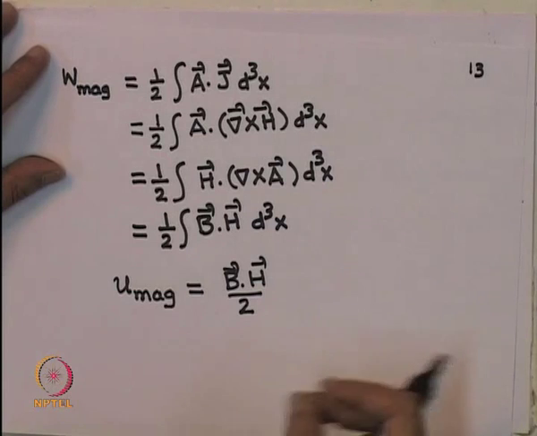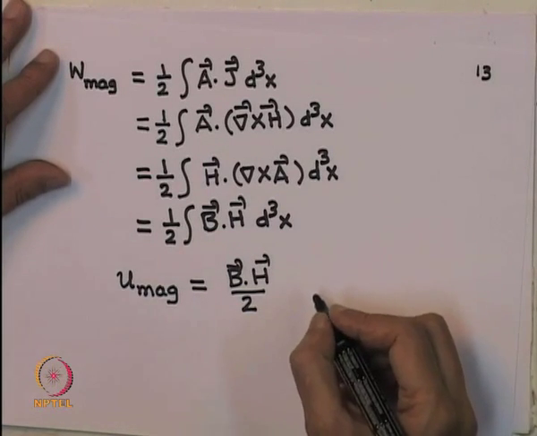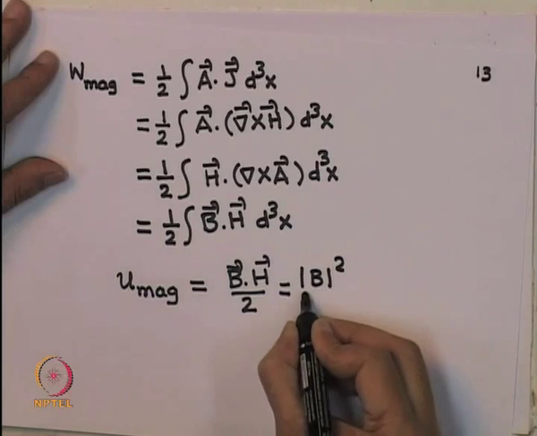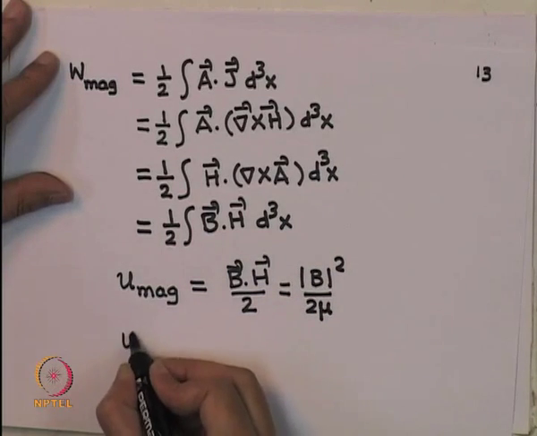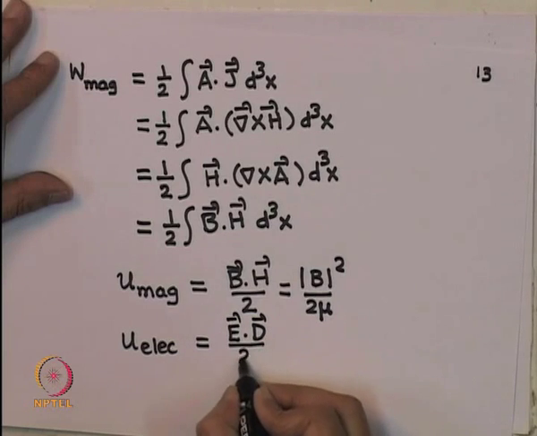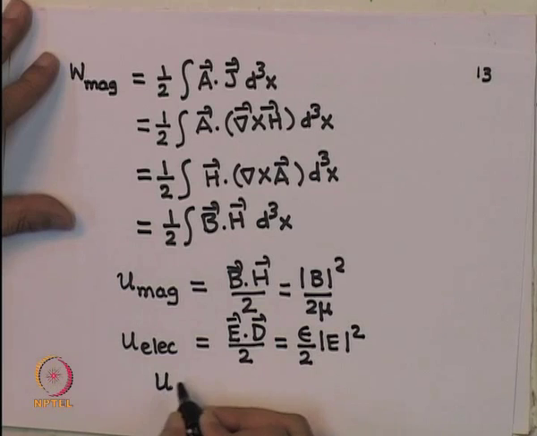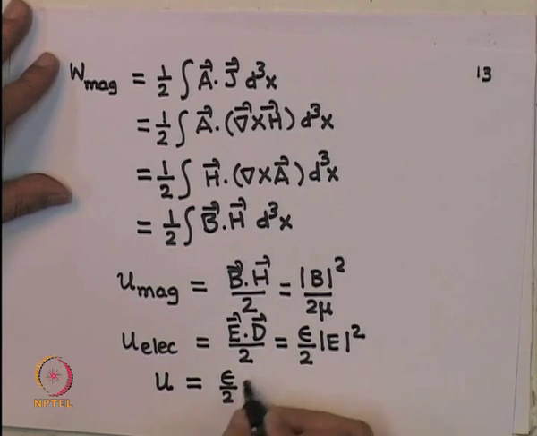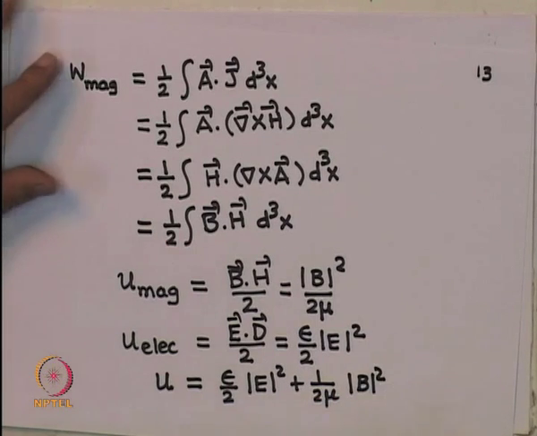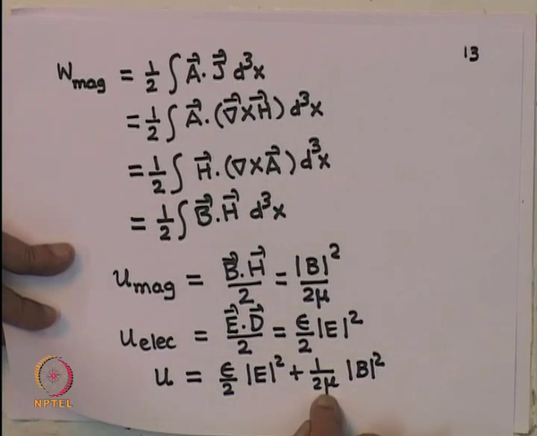Now, for the next few times, we will be dealing with linear magnetic material, which tells me B and H are related. Okay? So, therefore, this is written as B square by 2 mu. And like that, the electric thing, which was written as E dot D by 2, will be written as epsilon by 2 absolute E square. So, total energy density is given by epsilon by 2 E square, this is for linear magnetic and electric material, plus 1 over 2 mu B square. This is for a linear medium. The total energy in the medium is obviously an integral over this quantity.